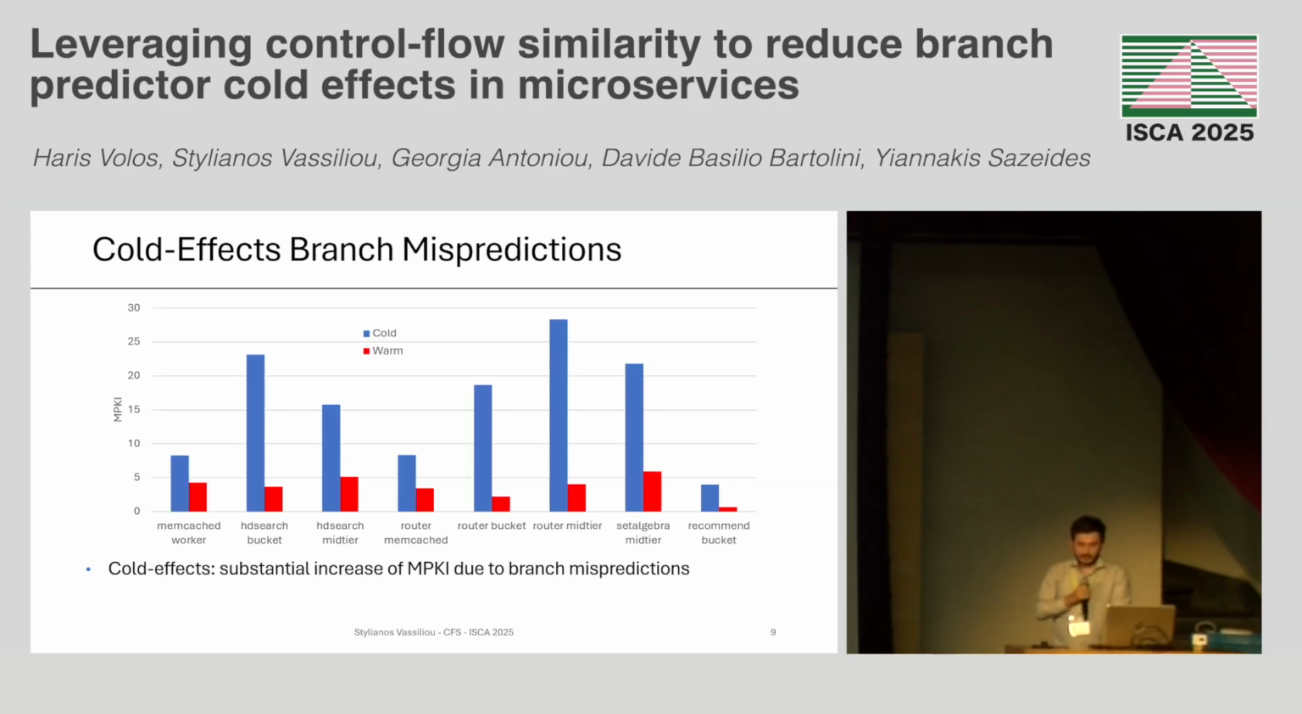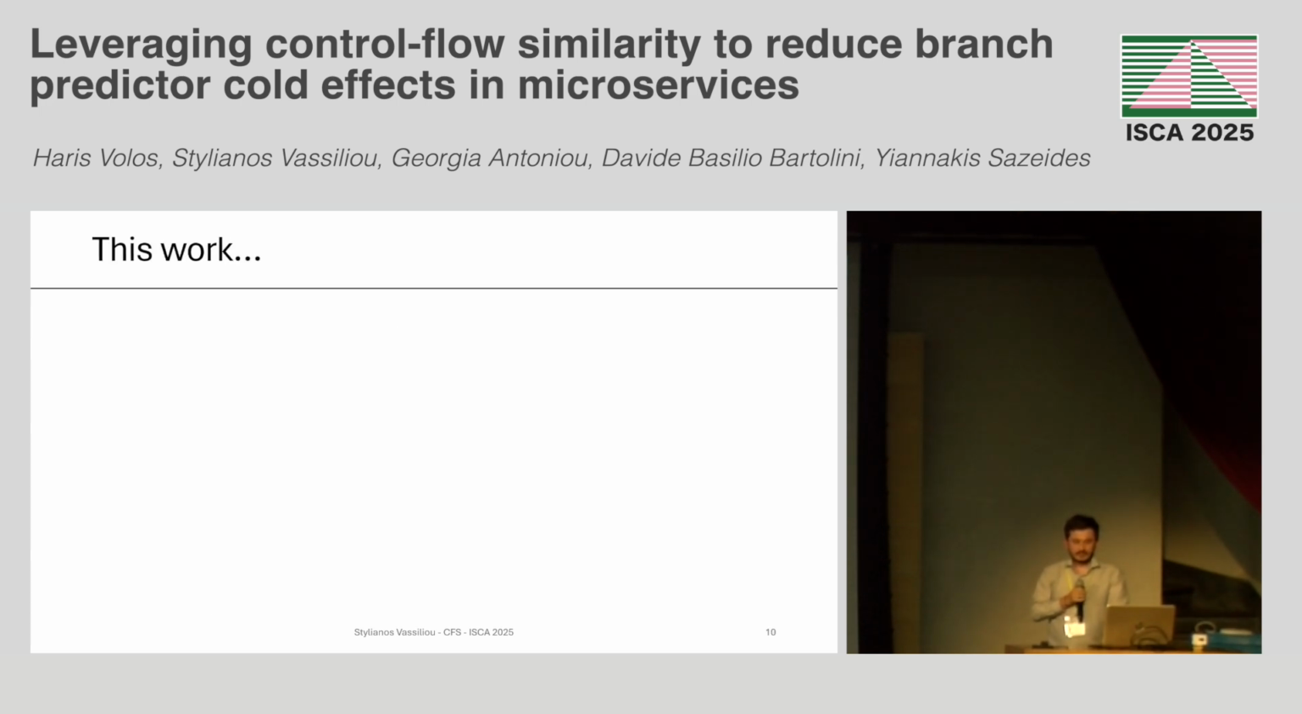Finally, there is a vast difference between cold and warm prediction MPKI. Because the warm-up happens by running the queries without flushing the state, the improvement of the MPKI comes from having the state from those previous executions, suggesting that they have similar control flows.